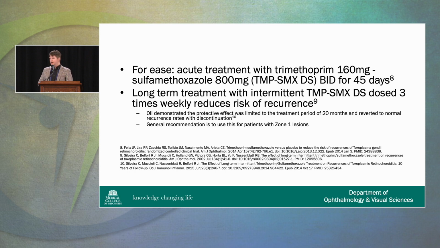That's the 1/6800 dose for 45 days, twice daily. Long-term treatment has been used. We do this 3 times weekly. You see someone's on Bactrim Monday, Wednesday, Friday, and it reduces the risk of recurrence. And we've shown that this reduces that risk for up to 20 months after that initial flare.